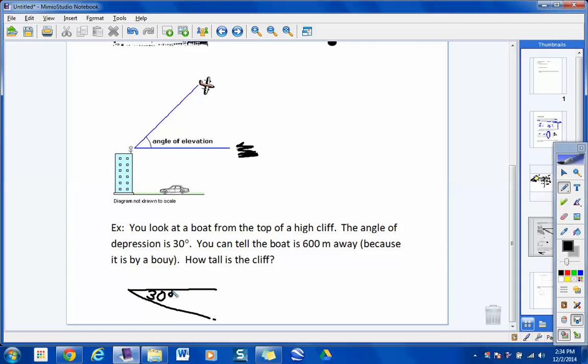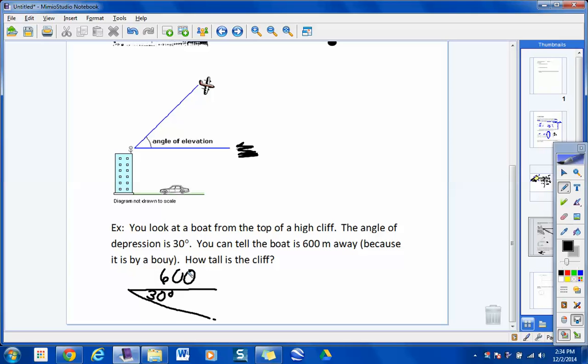It says that you can tell the boat is 600 meters away because it's by a buoy. How tall is the cliff? All right. So is it 600 from the cliff or from you? We're talking about our line of sight. So from where I'm at, you can tell that it is 600 meters away. Now, I don't think they're going to measure 600 meters on a line of sight. Do you agree with that? It's going to be from where you are relative to the ground horizontally. Does that make sense? Yeah. So where do you think the 600 is going to go? On our horizontal or on our line of sight? Horizontal. Okay.